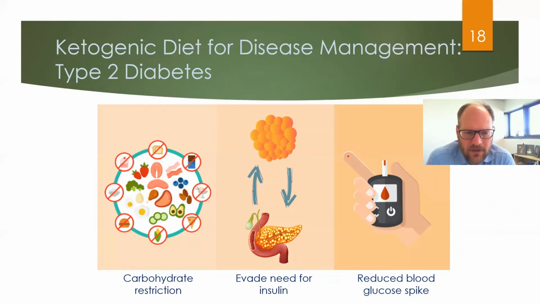So the idea with the ketogenic diet is by restricting your catabolism, or your consumption of these carbohydrates, it sort of evades the need to have insulin in your body, and it will reduce the spiking of glucose that comes along with meals when you have meals of carbohydrates.